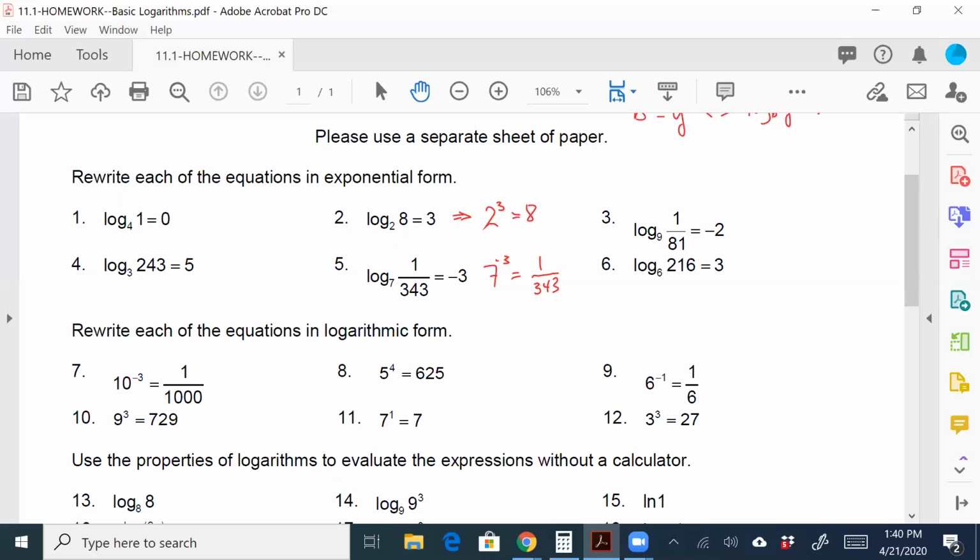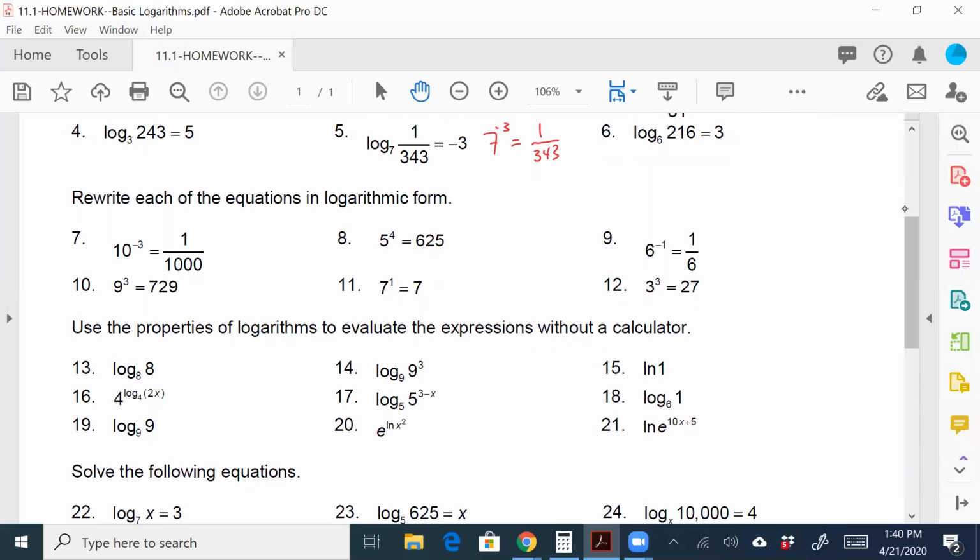In the next few problems, we're asked to do the same thing, but in reverse. So rewrite each of these equations in logarithmic form. Let's look at 8. So the base is 5, so we write log base 5, and it's a subscript, log base 5 of 625, and this is equal to 4.